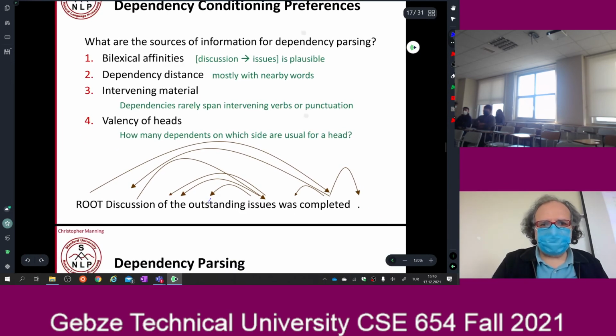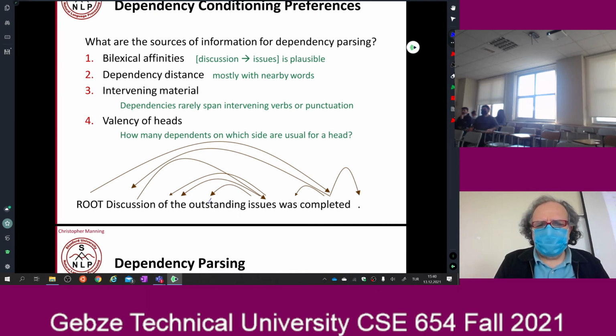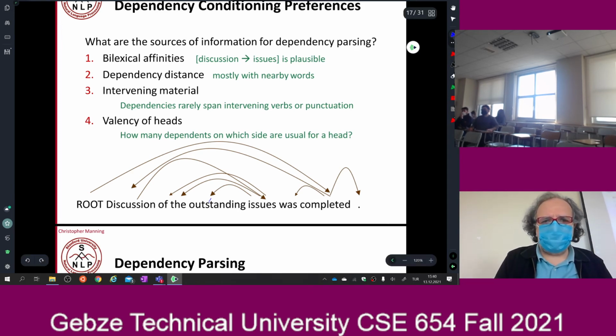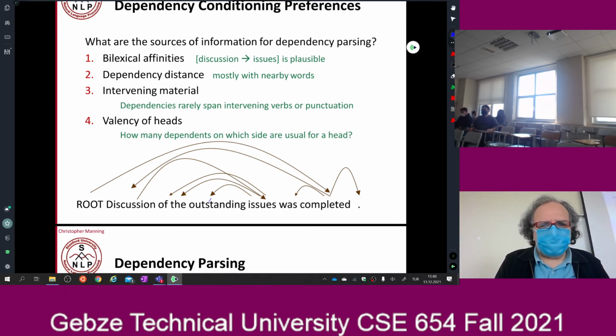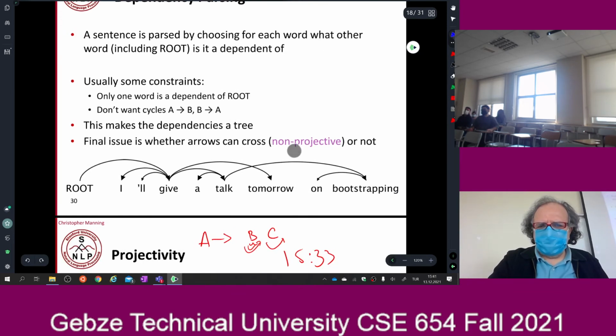Okay. So what kind of dependencies do we have? Let's look at these. For example, these dependencies are usually between nearby words, mostly nearby words, and intervening material. Dependencies rarely span intervening verbs or punctuation. And let's look at some of the interesting stuff with this non-projectiveness about the dependency stuff.